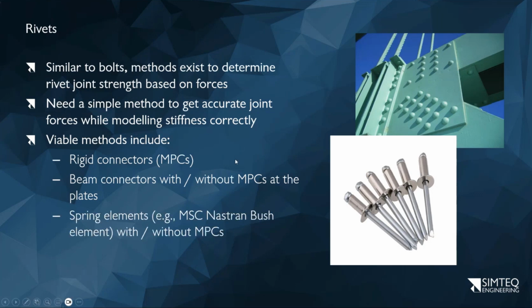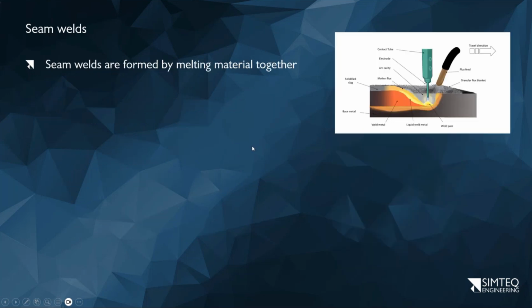And we can also use a spring element. So if you're used to Nastran, the MSC Nastran bush element, we can specify a spring stiffness in each of the 6 directions. So it may be an easier way to calibrate instead of using beam connectors. What we want out of any of these methods will be the forces, shear forces, bending moments, axial forces, whatever, and that we plug into, again, the method that's used to represent the actual failure criteria for the bolt, or the rivet rather. If you look at seam welds, it gets a bit uglier.